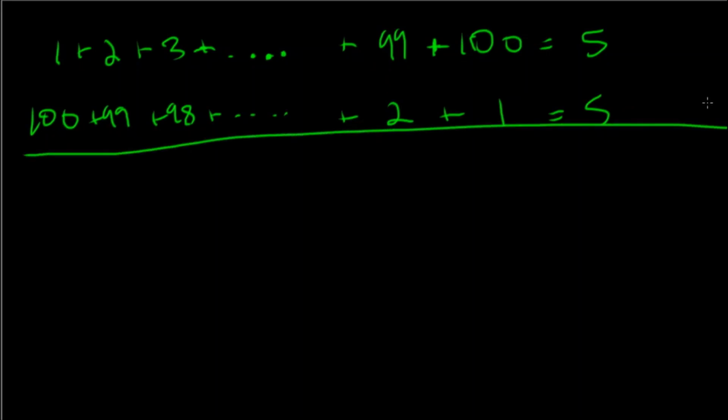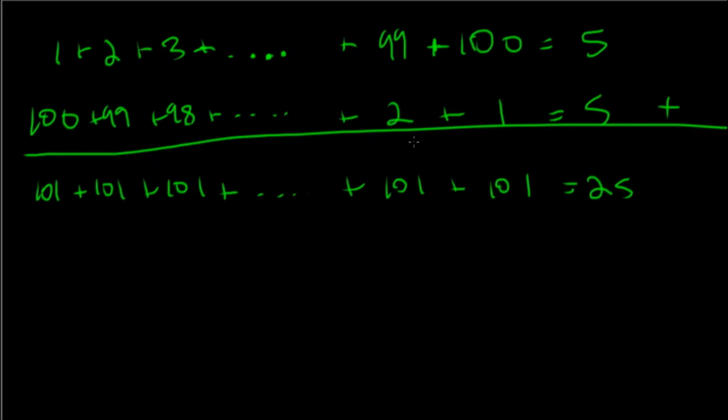And if you take a second to think about how this is useful, what he did was he added these two equations together. So what's 100 plus 1? That's 101. What's 99 plus 2? Oh, that's 101. 98 plus 3, that's 101. 99 plus 2, that's 101. And 100 plus 1, that's 101. And s plus s, that's 2s.